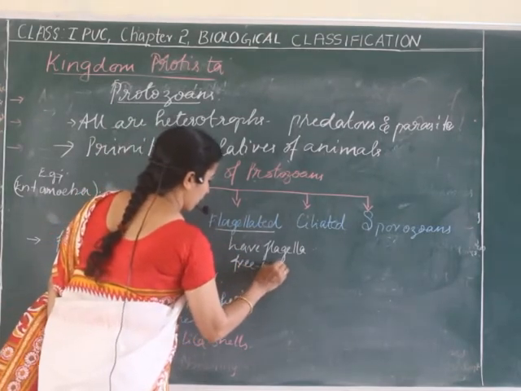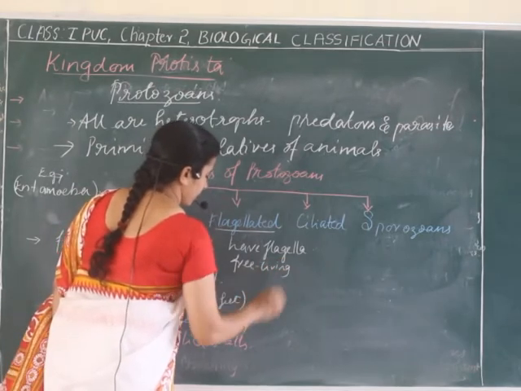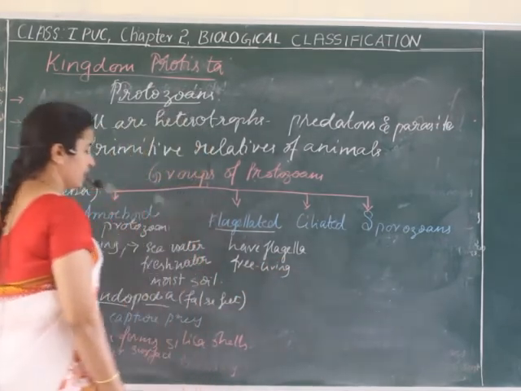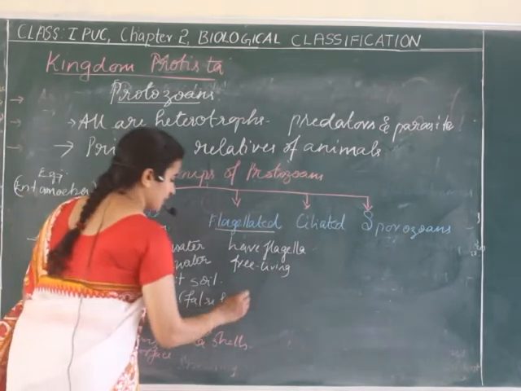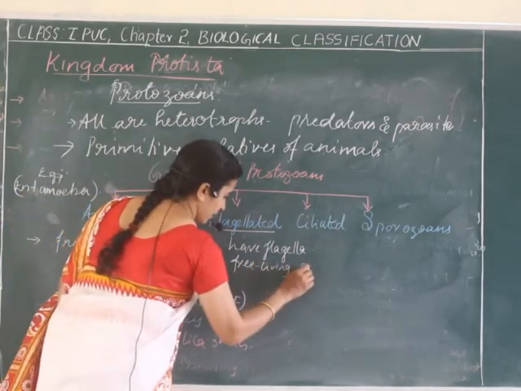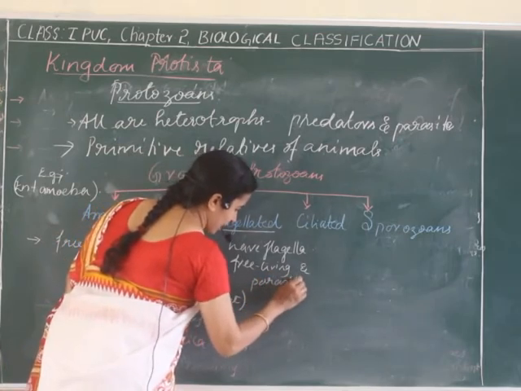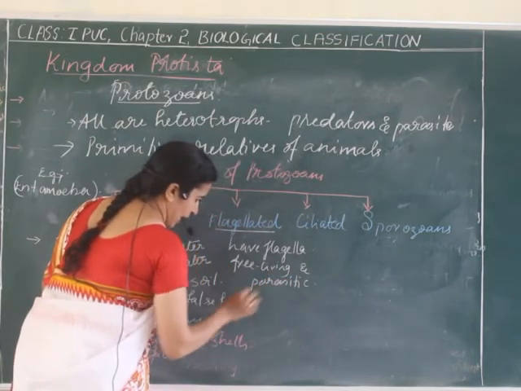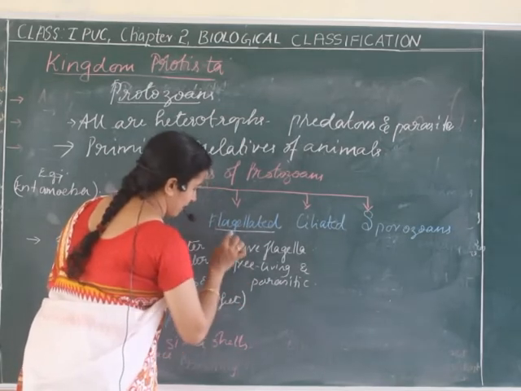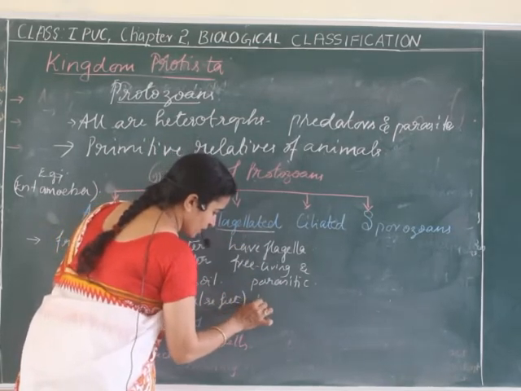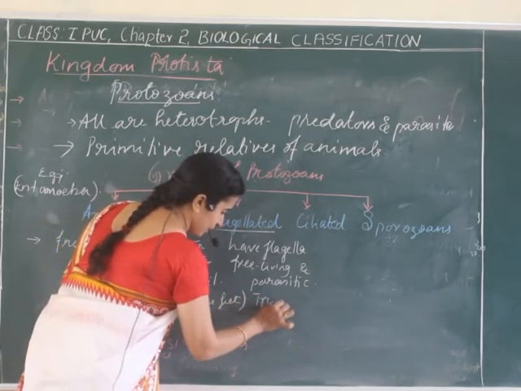Free living means they will not cause any harm to others. They are independent. Parasitic ones will cause some diseases. There will be free living and there will be parasitic. One example of a parasitic flagellated protozoan which causes a disease is Trypanosoma.